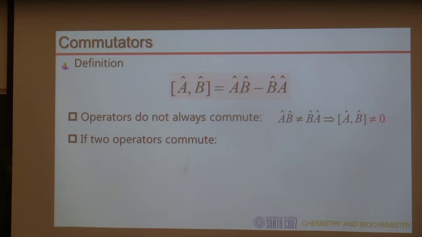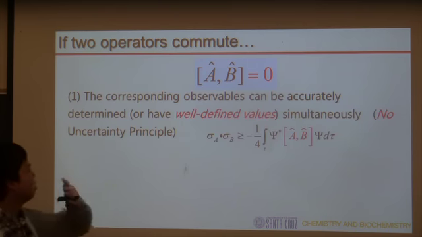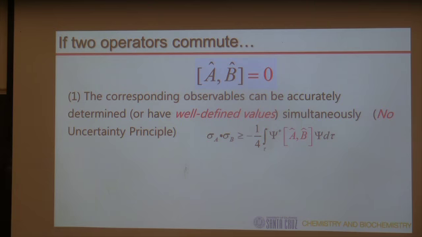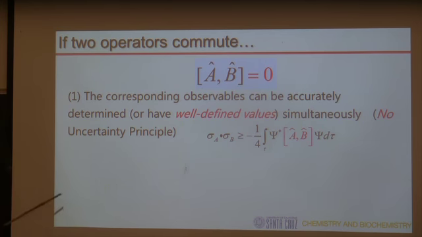So if two operators commute, then we know the commutator equals 0. This is a really important conclusion: if two operators commute, their commutator must be 0. And based on that, if the two operators commute, or their commutator equals 0, we can derive two very important conclusions. The first one is that the corresponding observables can be accurately determined simultaneously. In other words, the uncertainty principle does not apply to those two variables.